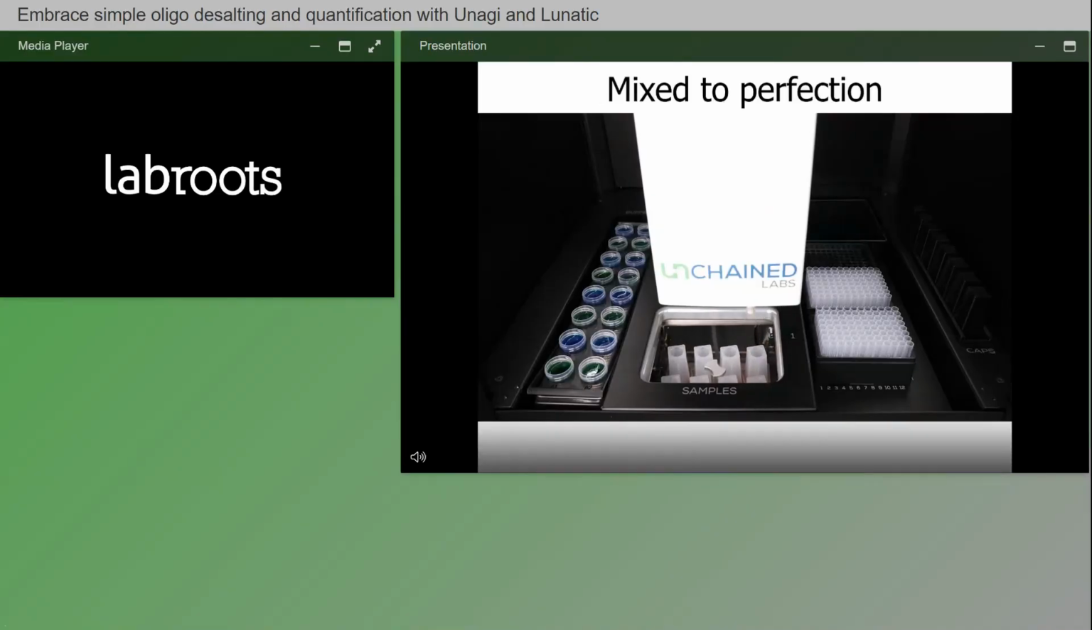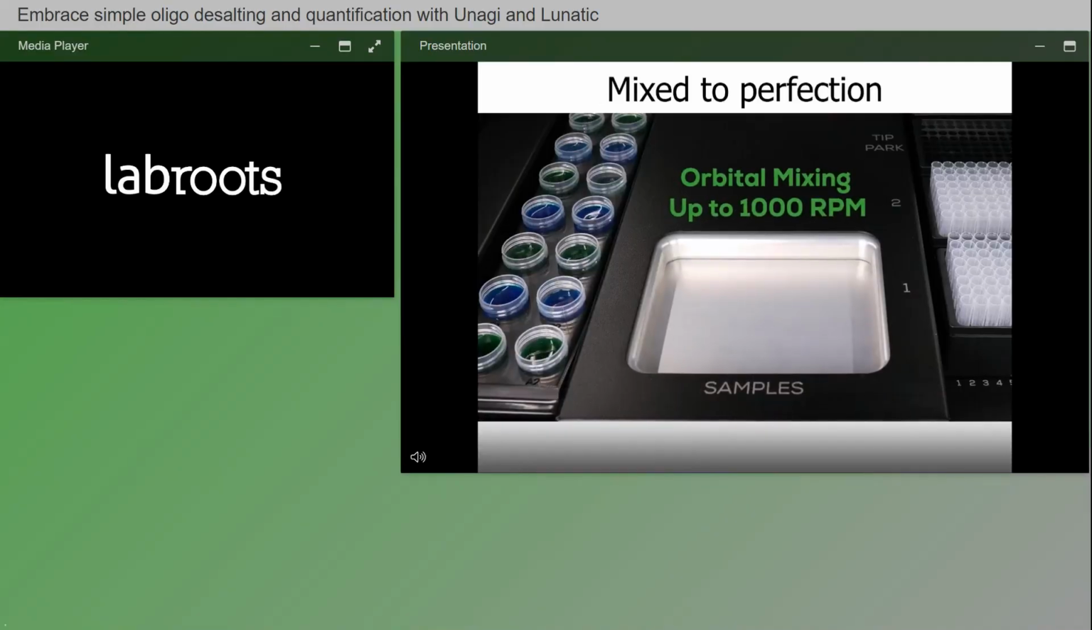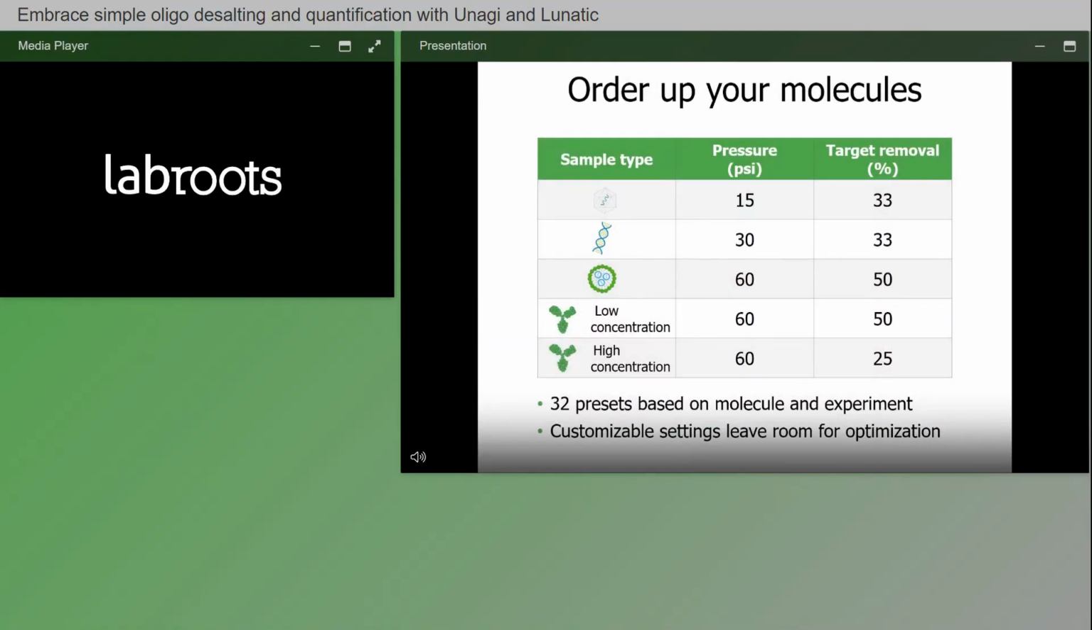And then finally, once all of the sample volume measurements are done and the buffer is loaded, we get orbital mixing inside of the buffer exchange chamber that's sealed, that allows the positive pressure to push the fluids down through the bottom of the UNA. The setup for this varies between different sample types. So we're going to adjust pressure and adjust target removal percentages at various presets that we've already optimized. So for your sample type, you can walk up and run with settings that are ideal for handling whatever you want to buffer exchange or concentrate.